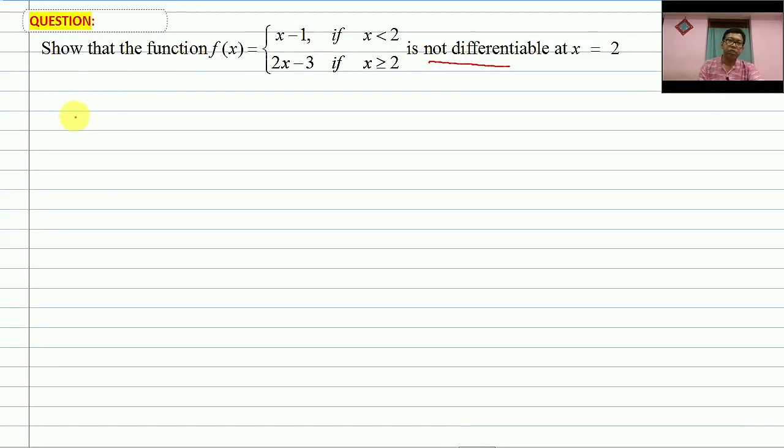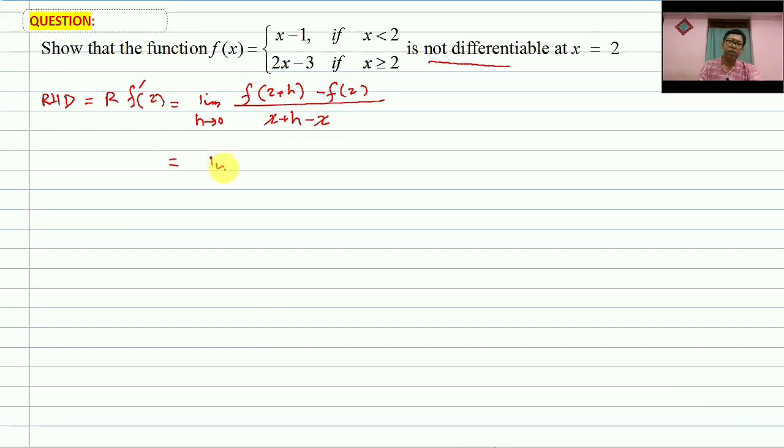First of all, we take the RHD, that means R f dash 2. R f dash 2 is equal to limit h tends to 0, using the definition, f of 2 plus h minus f of 2 upon 2 plus h minus 2. The 2 cancels, so it is divided by h. Watch carefully because I am now applying the formula.